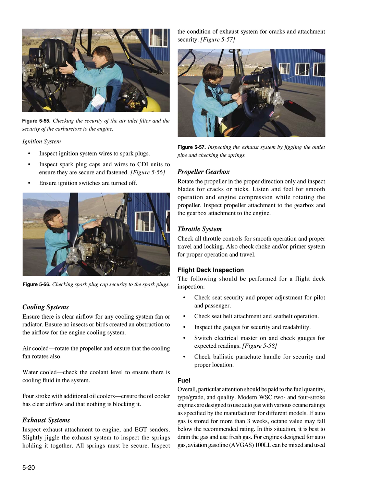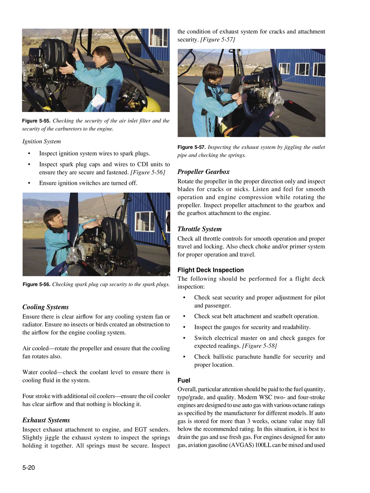Flight deck inspection: the following should be performed for a flight deck inspection. Check seat security and proper adjustment for pilot and passenger. Check seat belt attachment and seat belt operation. Inspect the gauges for security and readability. Switch electrical master on and check gauges for expected readings. Figure 558: check ballistic parachute handle for security and proper location.